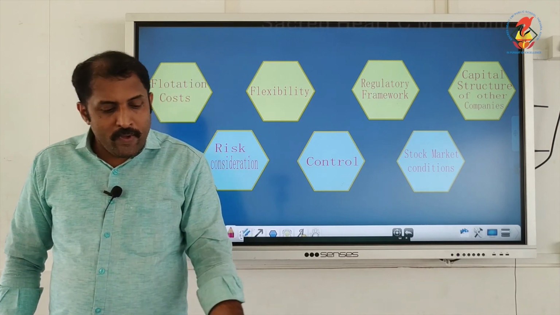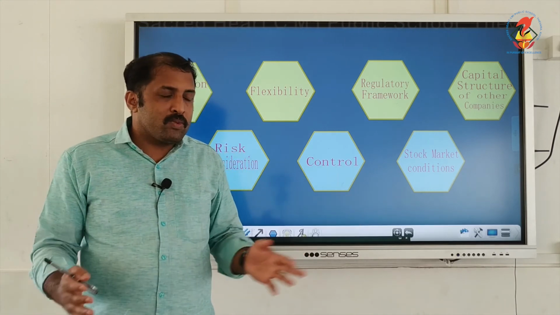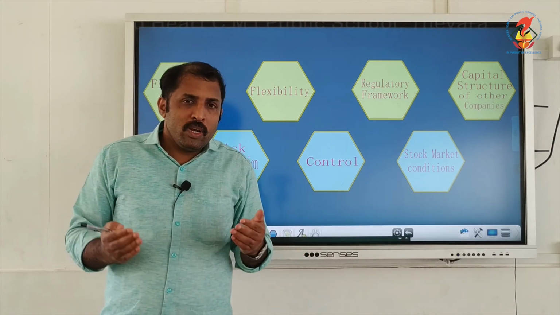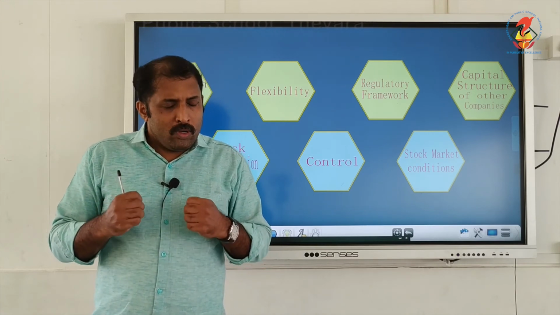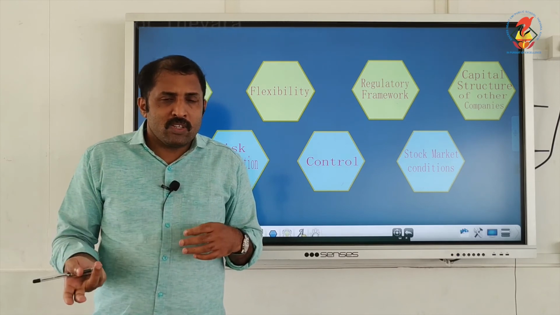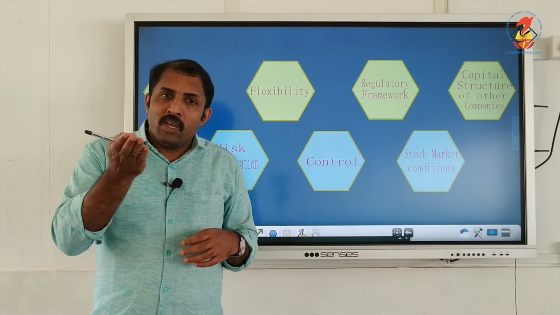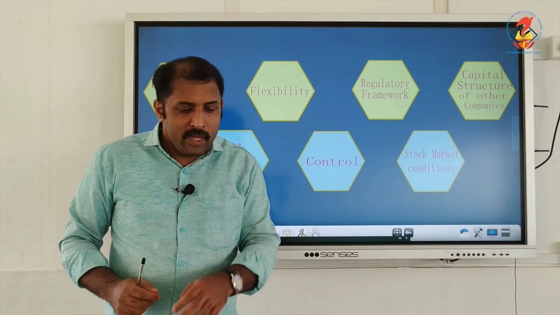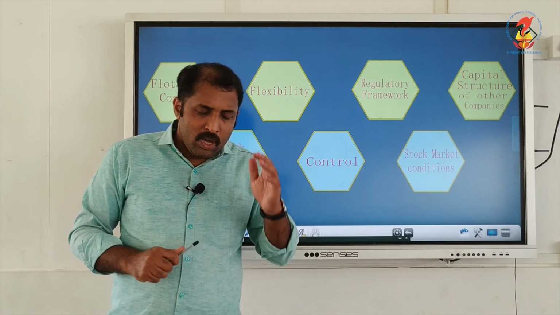And control factors, as we have said in some earlier topics, if control is to be in the hands of a few, they have to go for less equity sources and increase debt sources. If it is vice versa, they can go for more equity sources and less debt sources. So the control factor is also another thing we have to keep in mind.